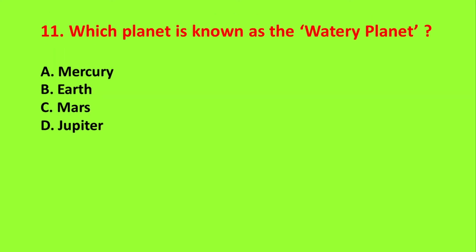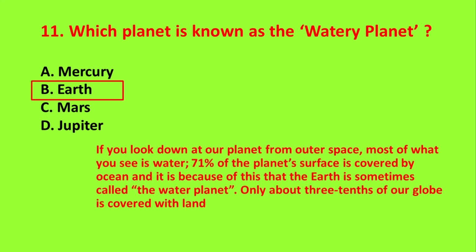Question number 11. Which planet is known as the watery planet? A. Mercury, B. Earth, C. Mars, D. Jupiter. The correct option is option B, Earth. And for your kind information, if you look down at our planet from outer space, most of what you see is water. 71% of the planet's surface is covered by ocean, and it is because of this that the Earth is sometimes called the water planet. Only about 3/10 of our globe is covered with land.